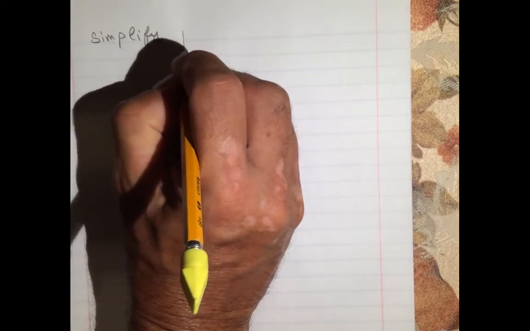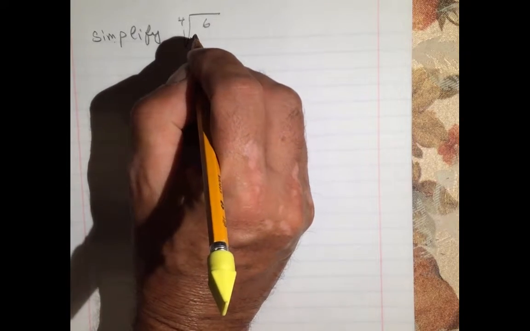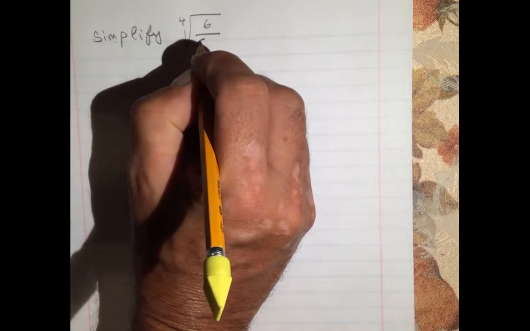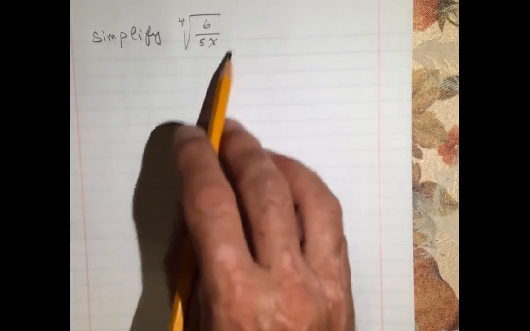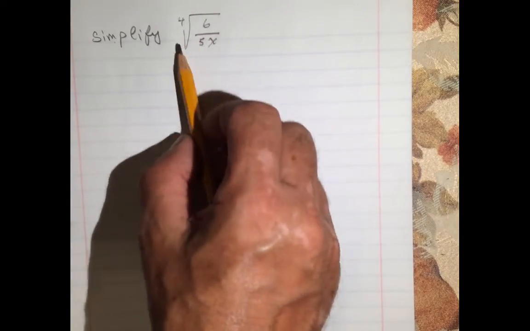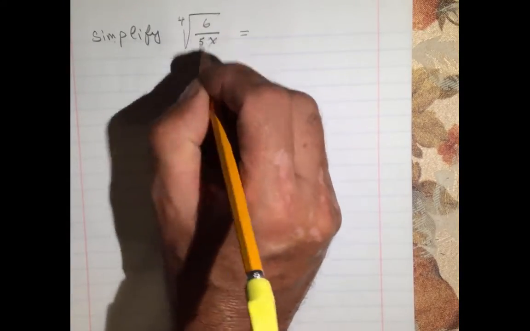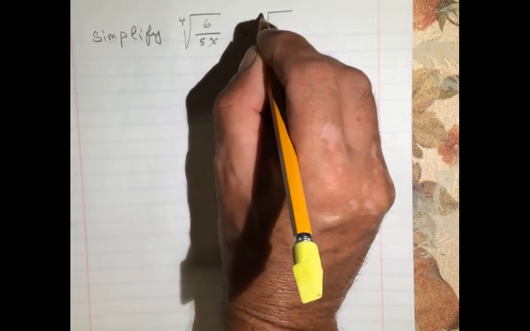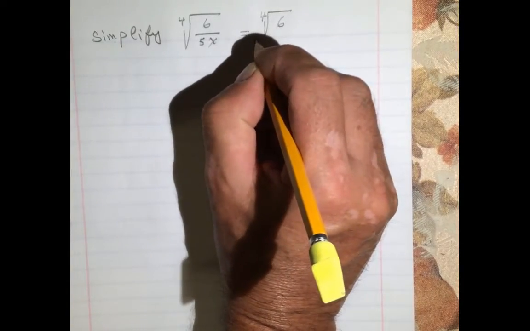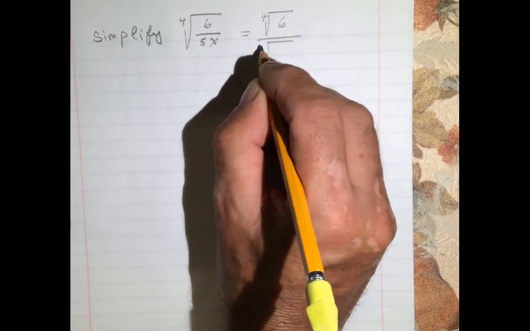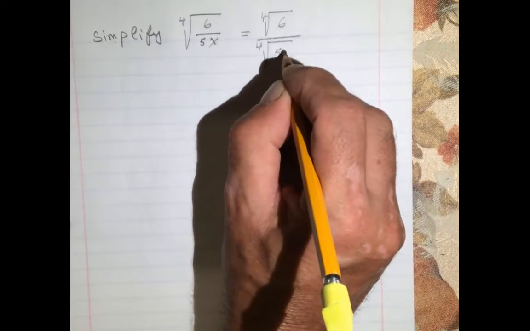Simplify the fourth root of 6 over 5x. This is not in its simplest form because the radical has a fraction. So we need to get rid of this fraction. What we are going to do is split this. It's going to be the fourth root of 6 over the fourth root of 5x.